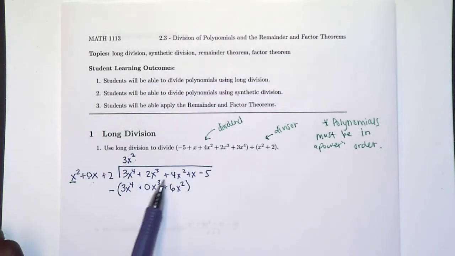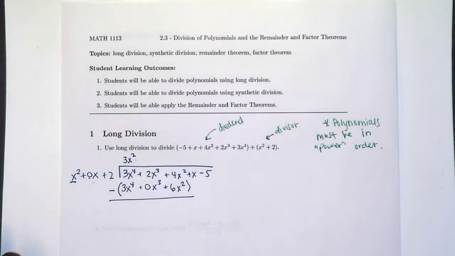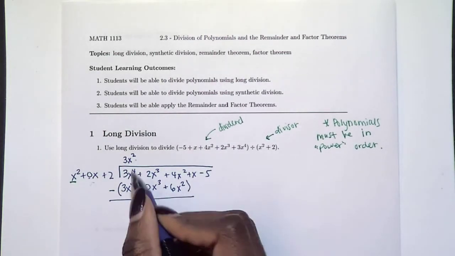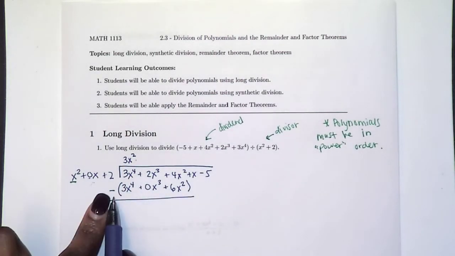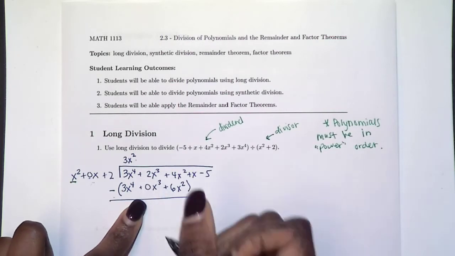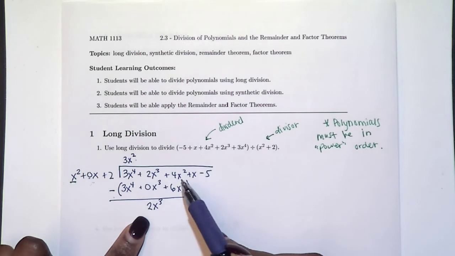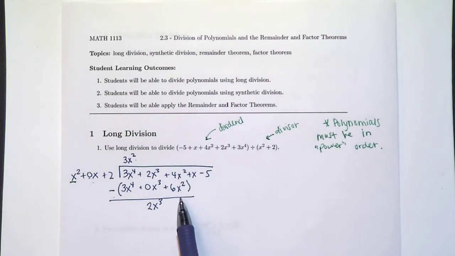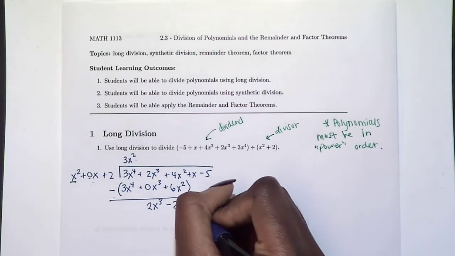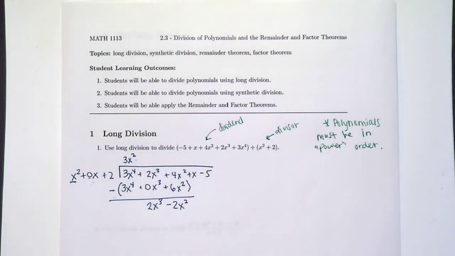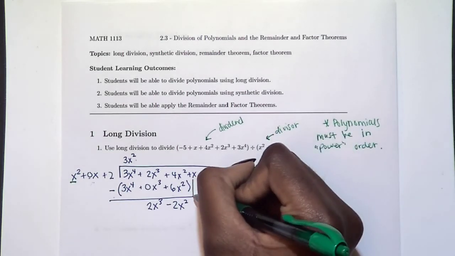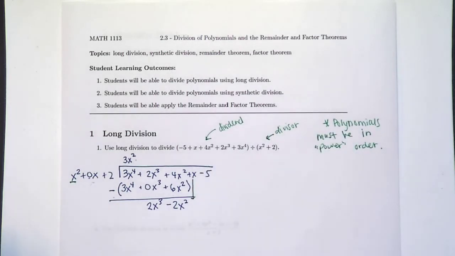And so you should see that these should all line up with the powers because we want to subtract. All right, so that's 0. Remembering this is negative. So 2 minus 0, so that's 2x to the 3rd. And then 4x squared minus 6x squared, that's negative 2x squared. All right, and so then we bring the next term down. So we have to bring down this plus x.